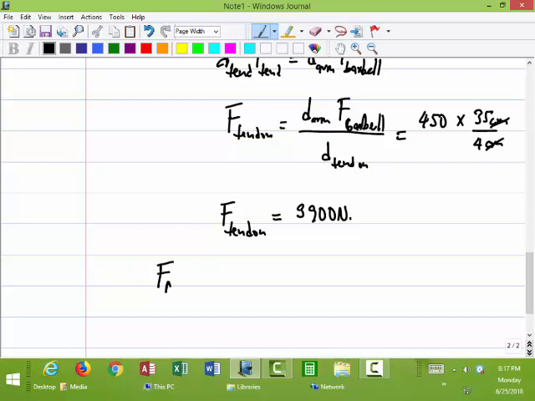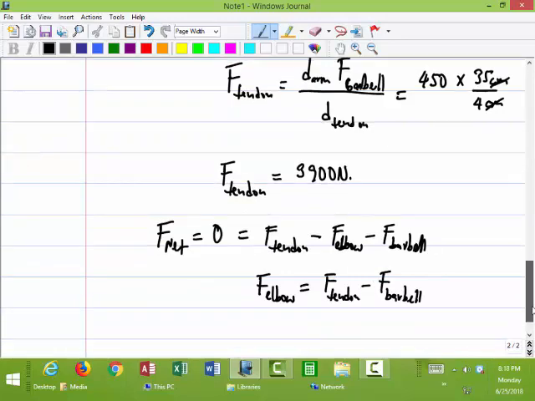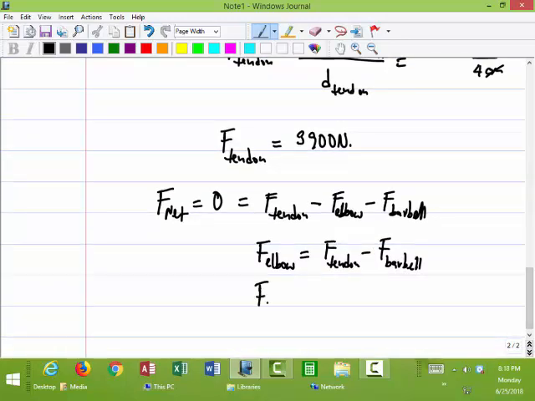The force net is just equal to 0, and that should be equal to F tendon minus F elbow minus F barbell. And so F elbow would be equal to F tendon minus F barbell. So if you like, we can find that force. So the F elbow is equal to 3,900 newtons minus 450 newtons, and that should be 3,450 newtons.